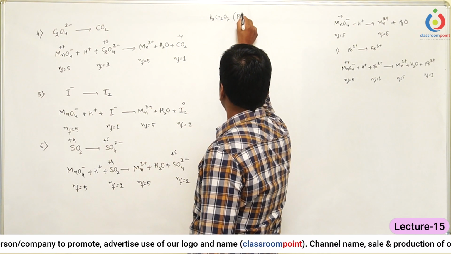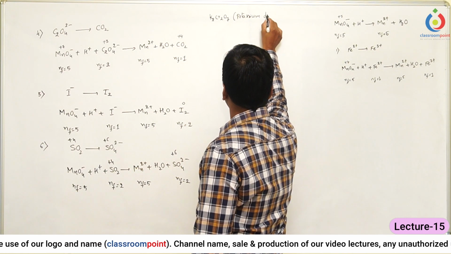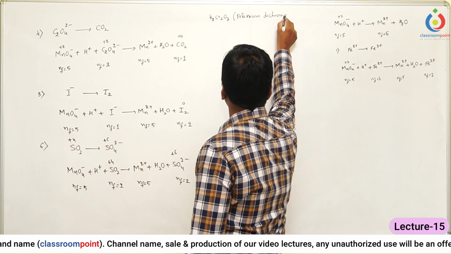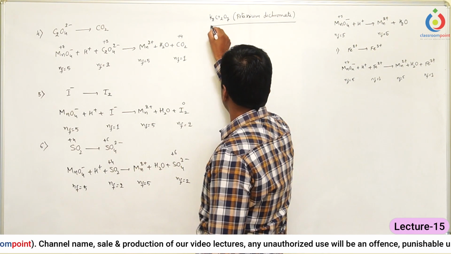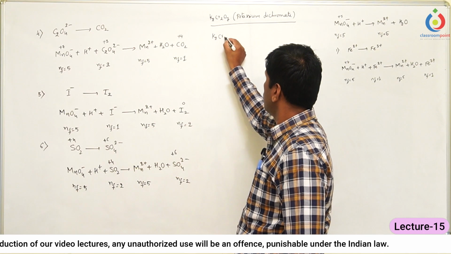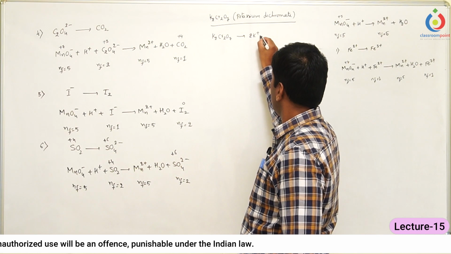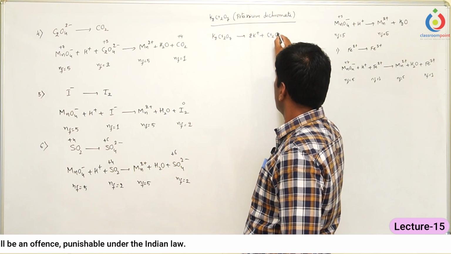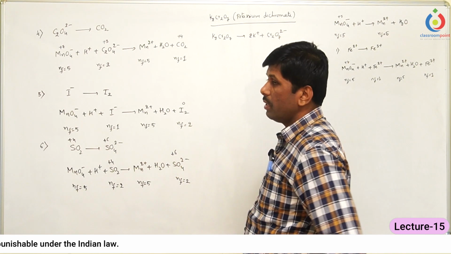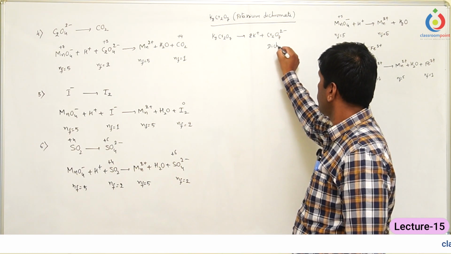K2Cr2O7, potassium dichromate. So this K2Cr2O7 on dissociation gives 2K+ ions and the Cr2O7 2- ion.